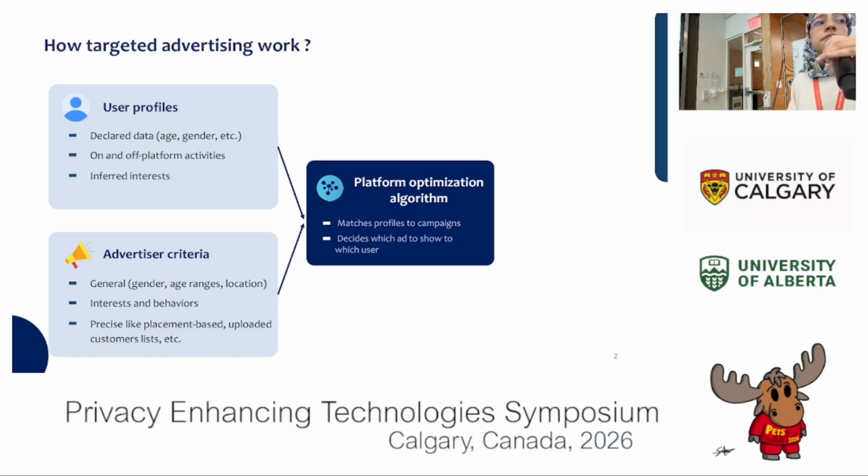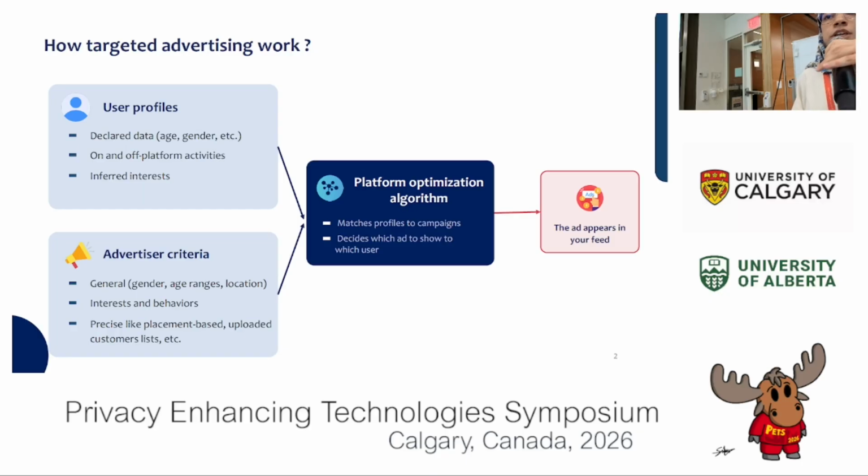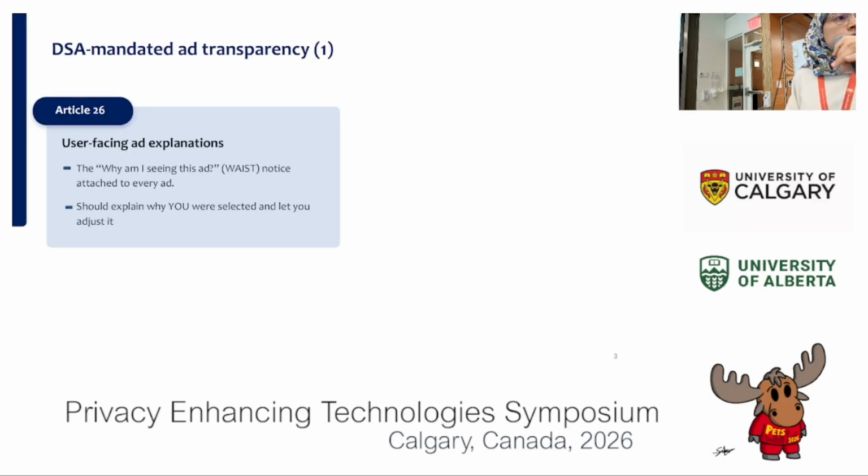The platform then decides which ad is suitable for each user, and when an ad appears in your feed, it's the result of the interplay between the advertiser choices and platform algorithmic optimization. So, this complexity leads to opacity and complicates user accountability and control. This pushed regulators to act. In the EU, the answer was the Digital Service Act, which pushes for ad transparency through two mechanisms.